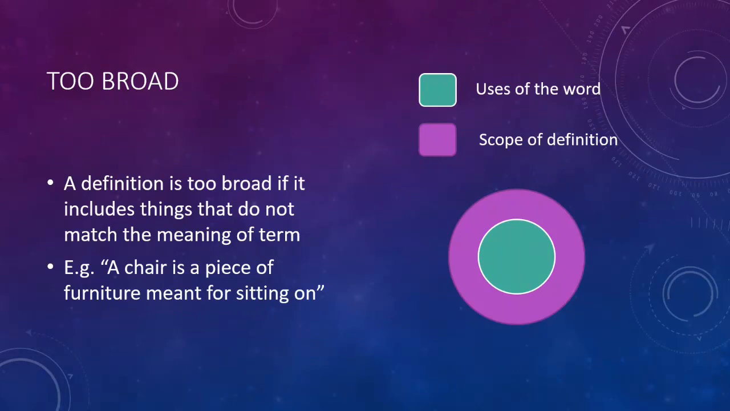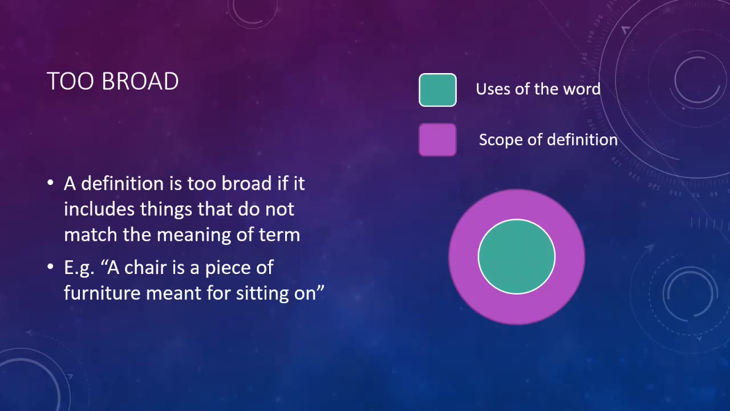So mostly chairs are meant for sitting on, but there's a whole bunch of other stuff that's also meant for sitting on, right? A bench is meant for sitting on, a sofa, like a log around the fireplace, around a fire pit. Those are all meant for sitting on. Maybe the log isn't a piece of furniture, but we've included too much stuff. So if this is the scope of the definition, it's much bigger than the actual uses of the word. So if you did a survey of all the ways that people use the word chair, that would be the green circle on the inside, and the scope of the definition includes all that stuff and way too much as well. So it's too broad of a definition.